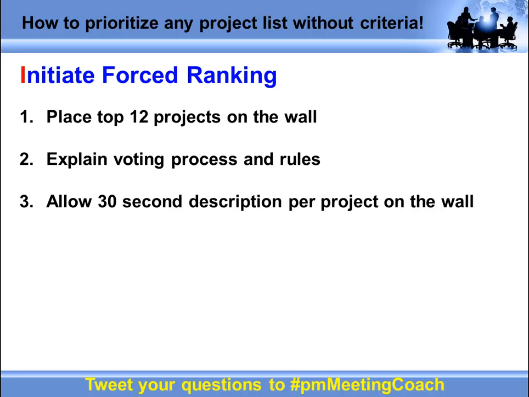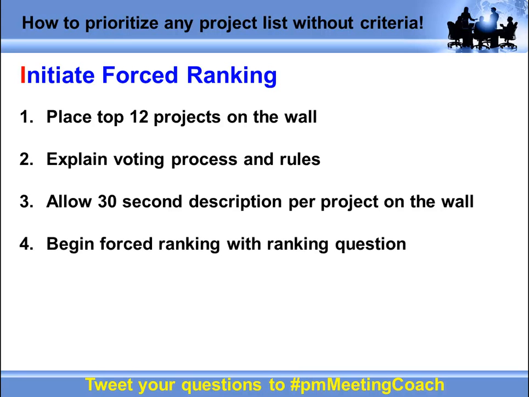Now, I give them 30. A lot of times they'll go 60. All right, but that's better than giving them 60 and having them take 5 minutes. Okay. Then we're going to start the forced ranking with a question. I'll explain that in a second. And we're going to rank just the 12 projects that are on the wall.